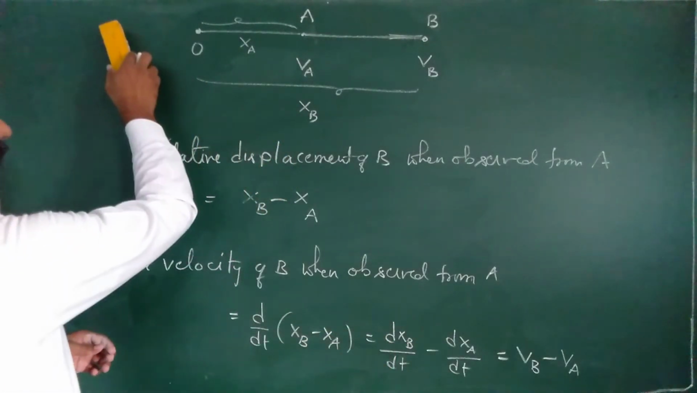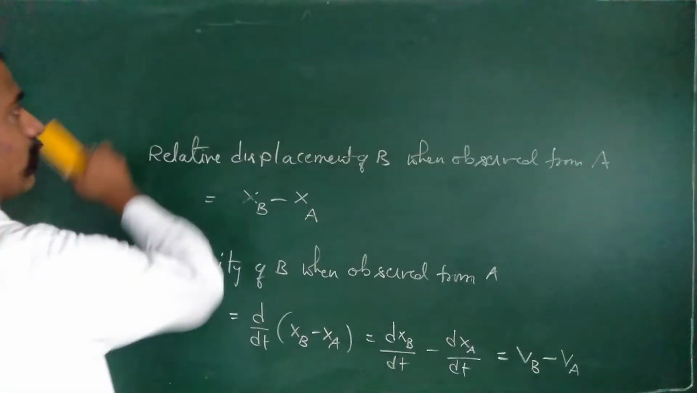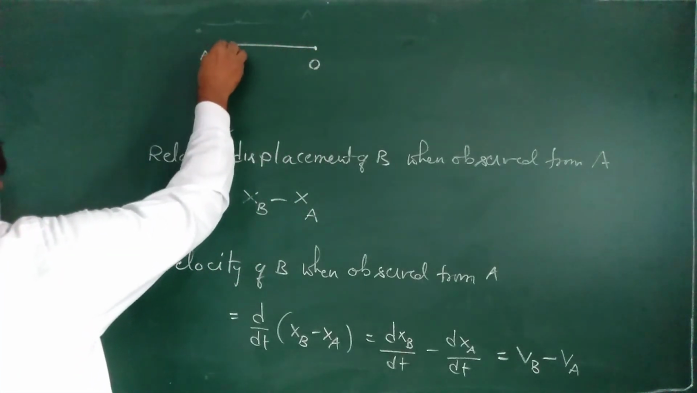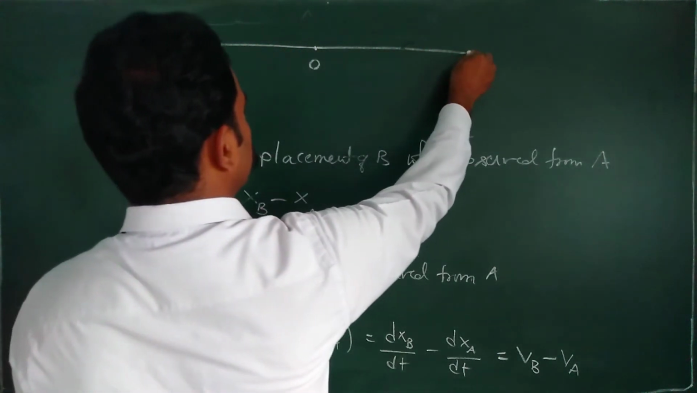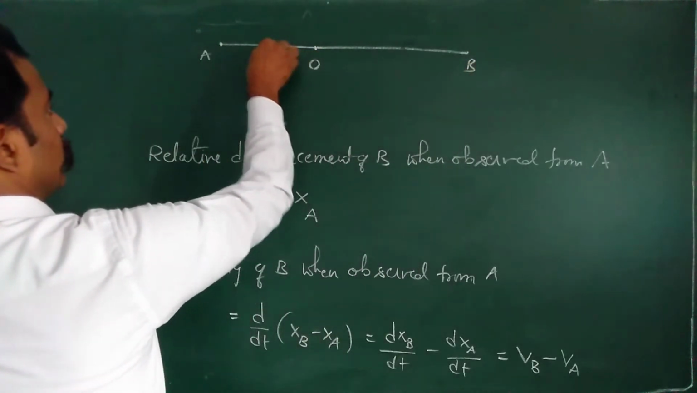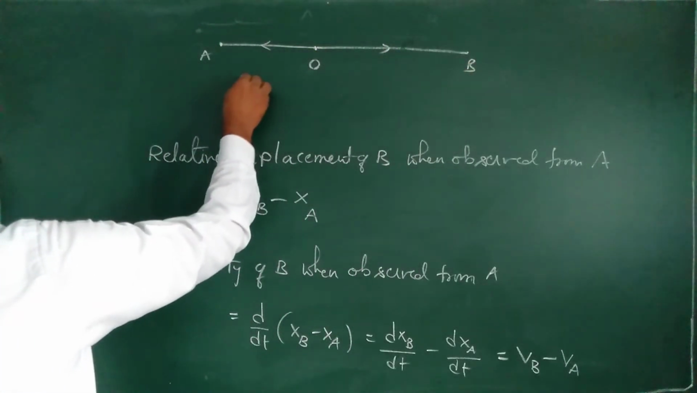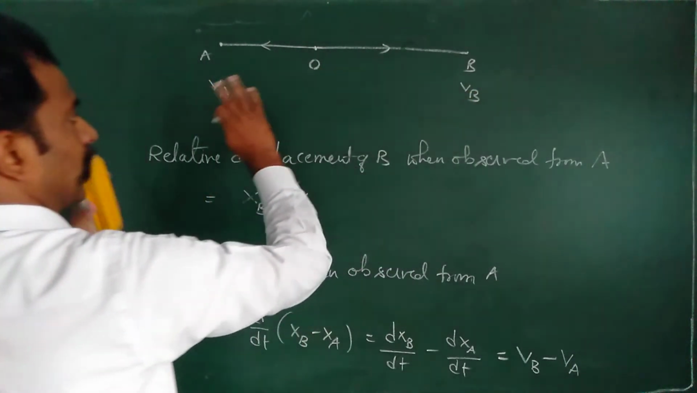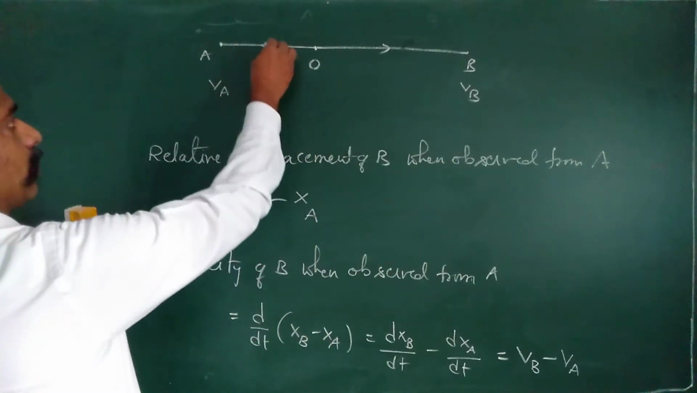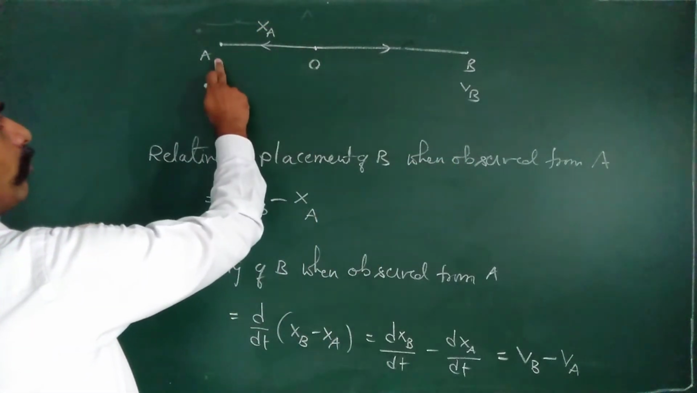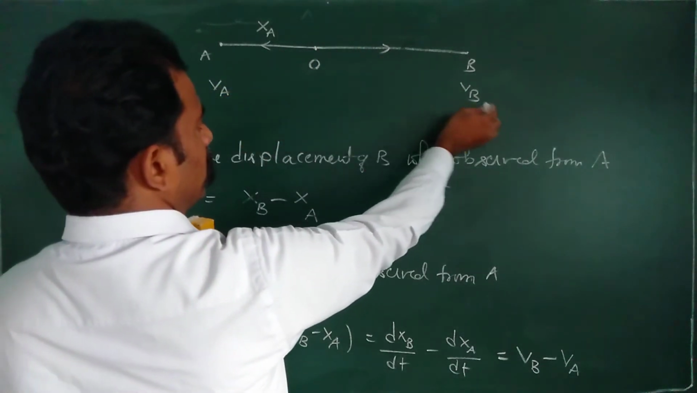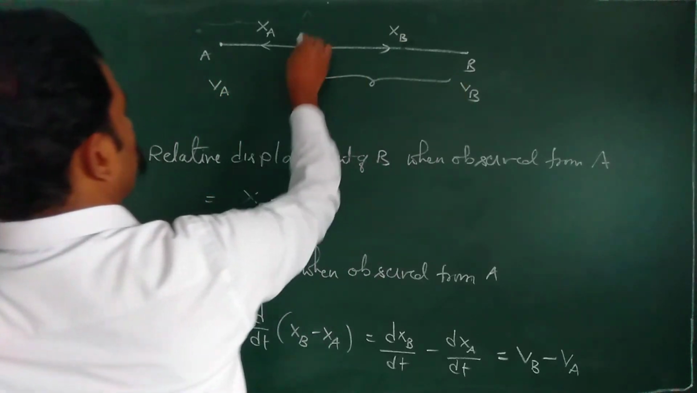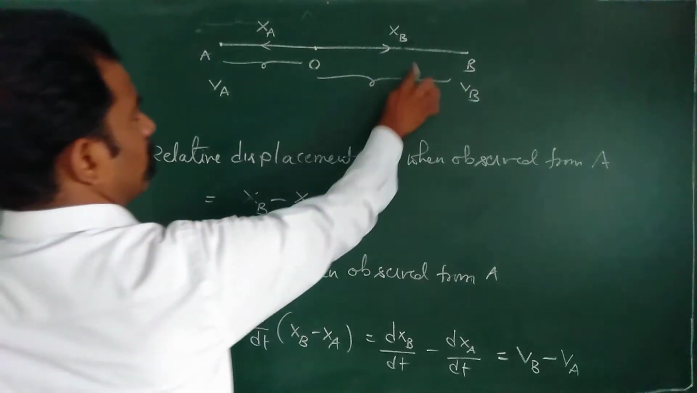Now we observe the other case, when A and B are moving in opposite directions. For example, this is my point of observation O. One body A is moving in this direction and another body B is moving in this direction. The directions are different, and the velocity of A is VA and the velocity of B is VB. After time t the displacements of A and B are something like this. This is XA, the displacement of the body A after time t. After time t the displacement of B is XB, measured from this point. This is XA and this is XB.